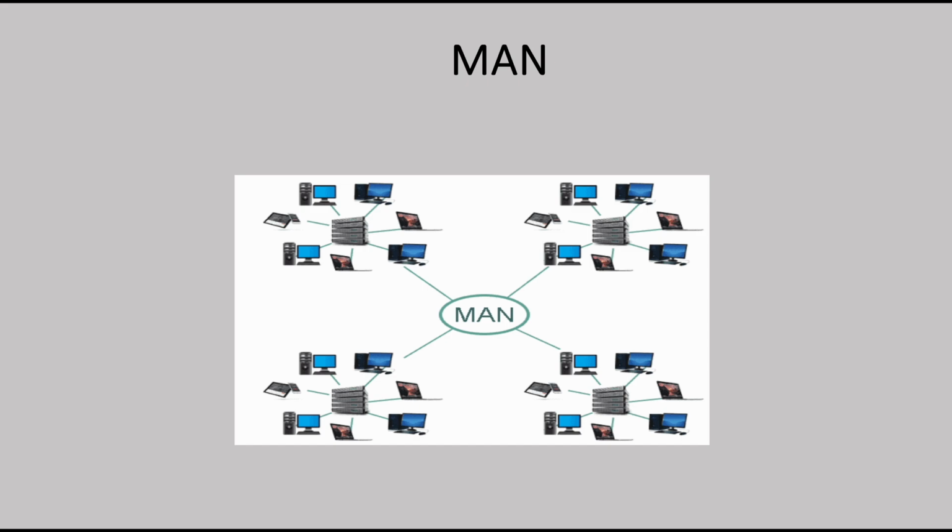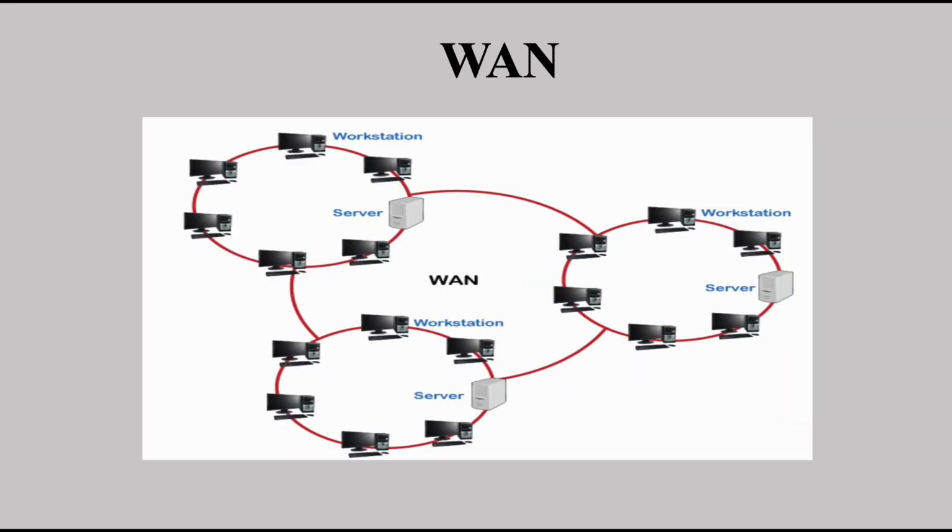There's also Metropolitan Area Network. This is a network in a campus, for example, or in a small city. And lastly you have WAN, Wide Area Network. This is the internet. This is the interconnection of states, cities, or even countries or continents.